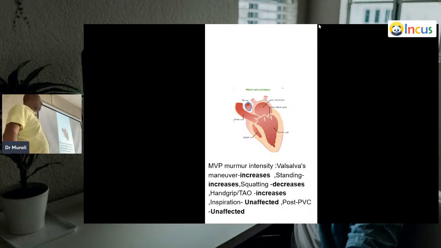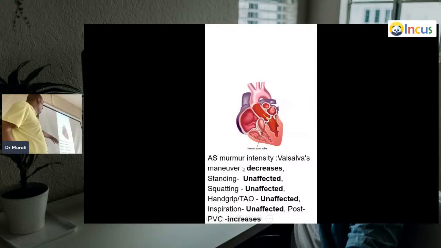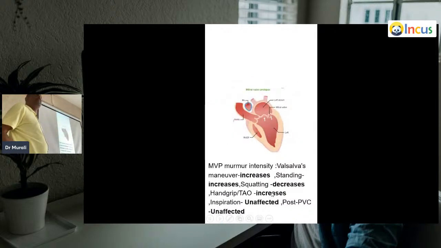MVP. Why? Because MVP murmur intensity with Valsalva maneuver is increasing, whereas MR and VSD are decreasing, AS also decreasing. Only HOCM is Valsalva increasing, and MVP also is increasing. In all the features, MVP and HOCM look very similar. Whenever chamber size is smaller, obstruction is more. Chamber size is larger, obstruction is less. But there is a differentiator. What is that? Hand grip.